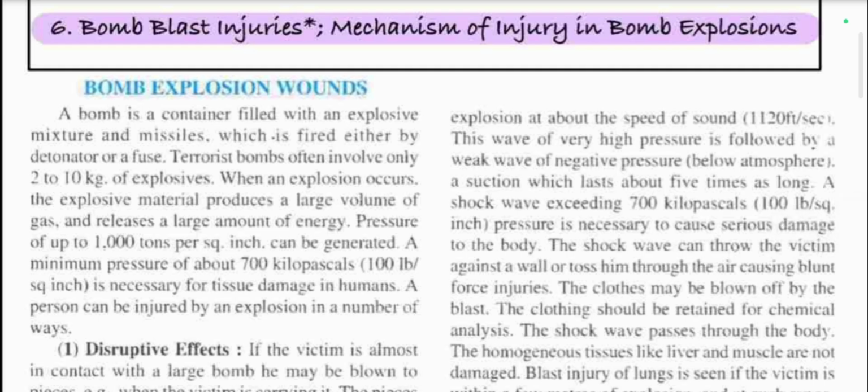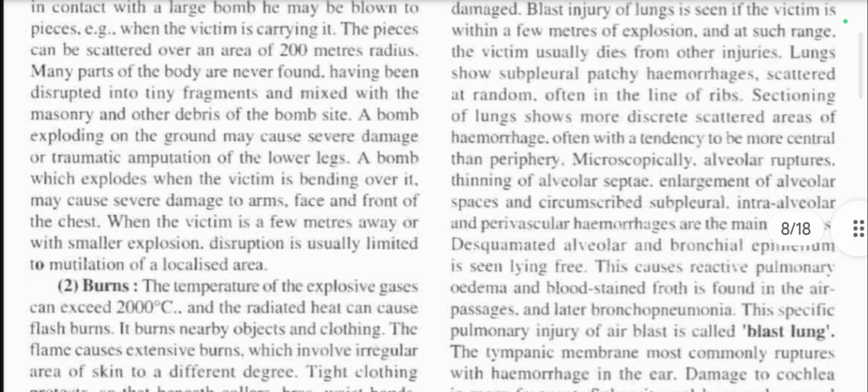The high pressure wave and the weak pressure wave. There are two waves, high pressure waves and the weak pressure waves. So the high pressure waves are followed by the weak pressure waves. Third point, the shock wave passes through the body, obviously. Fourth point, there is huge damage to lungs.